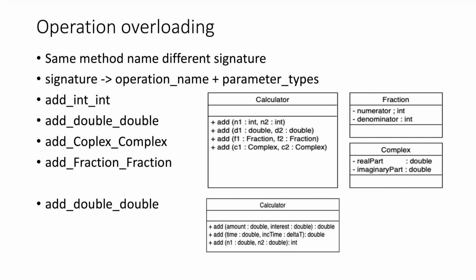Whenever we call this method, the identification is based on the signature, and if you find the first and third methods' signatures are exactly the same, add double double, there will be a confusion or collision between these two, and such method signatures will not be allowed in a class. So remember, if any question is asked whether it is operation overloading or not, the answer is this is not operation overloading, because we cannot have two operations with exactly the same name and same signature in the same class.